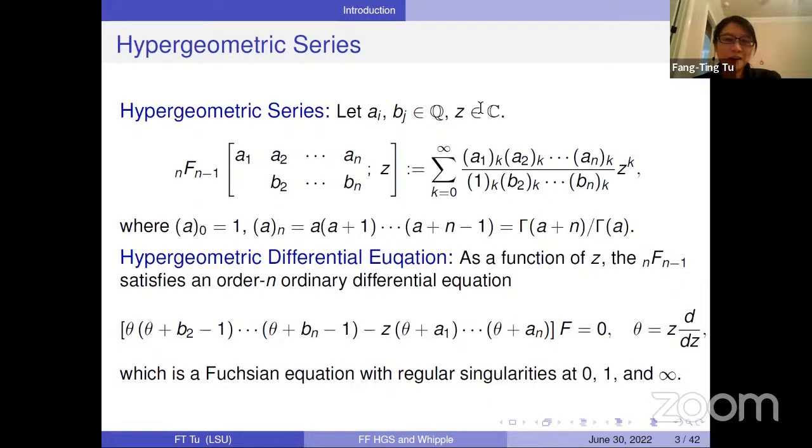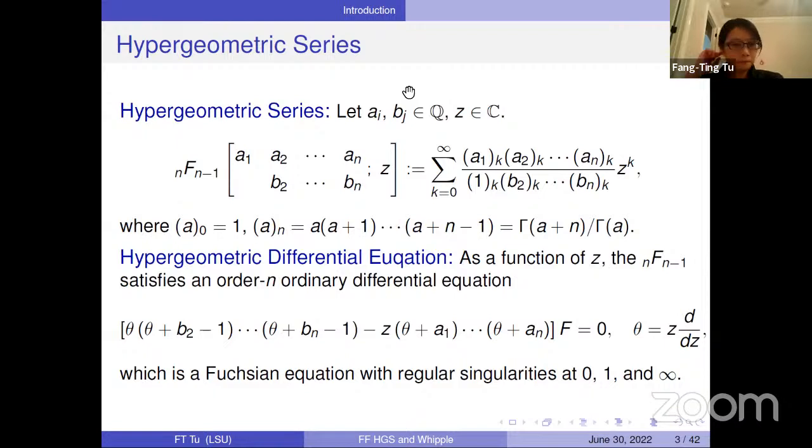Okay, so classical hypergeometric functions are defined as this formal power series, and it's a solution of the order n differential equation. This differential equation around the singularity is equal to 0. Yeah, and for this differential equation, it's a Fuchsian equation with three singularities, 0, 1, and infinity.